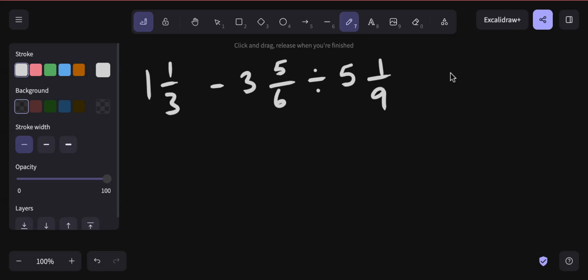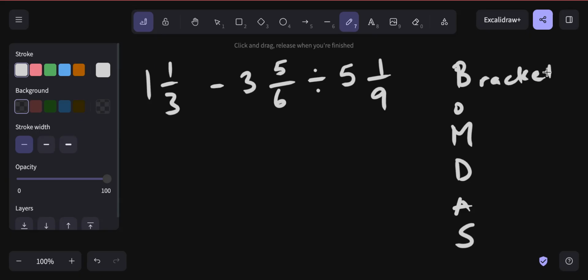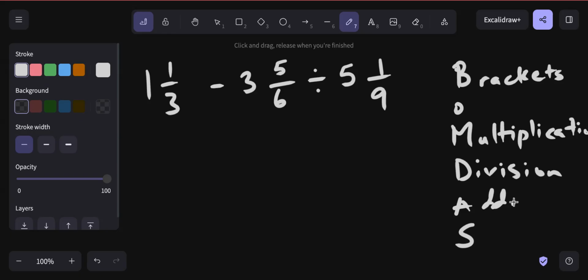The acronyms that we tend to hear are, let me see if I can get this down. BODMAS, we hear PEMDAS, we hear BODMAS as well. But the idea is that the topmost letter represents the operation that you want to do first, right? So you're going to do brackets, multiplication, division, addition, subtraction, right? That's the idea.